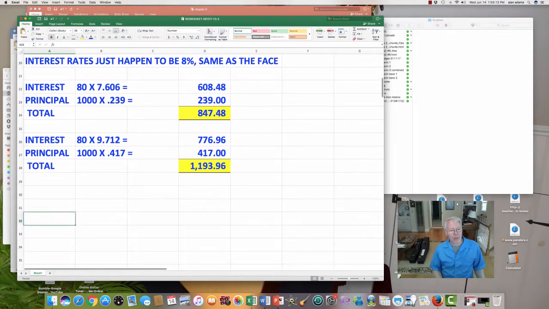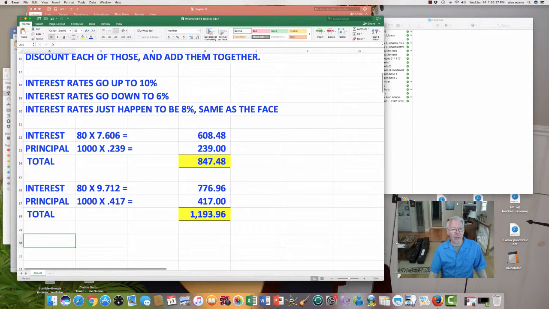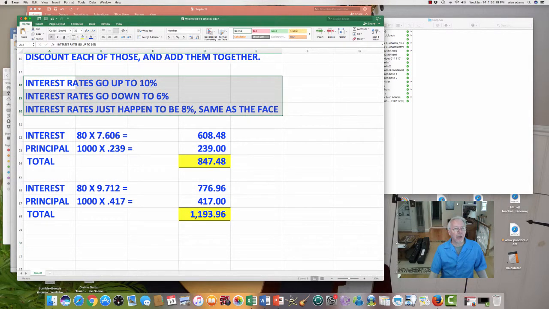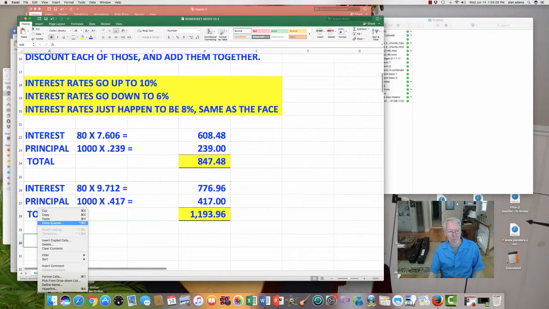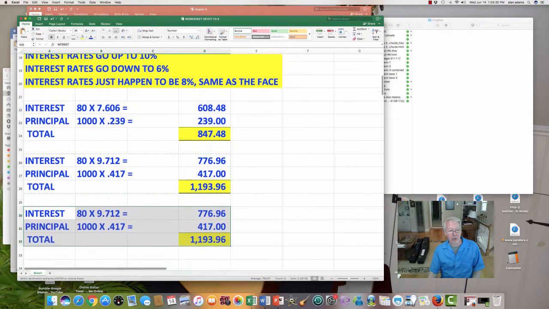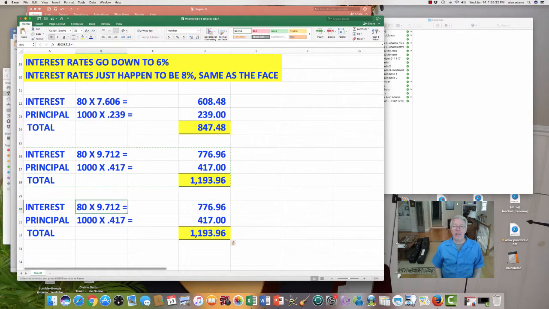Okay, last but not least, I'm going to say to you, what happens if rates just happen by sheer coincidence to be the same as the face rate of your bond? So let's do one more copy and paste just like that. And go look up the factors in Table D and Table B, okay? This time around, you've got $80 multiplied by 8% column, 15 years. You'll find that the factor is 8.559.